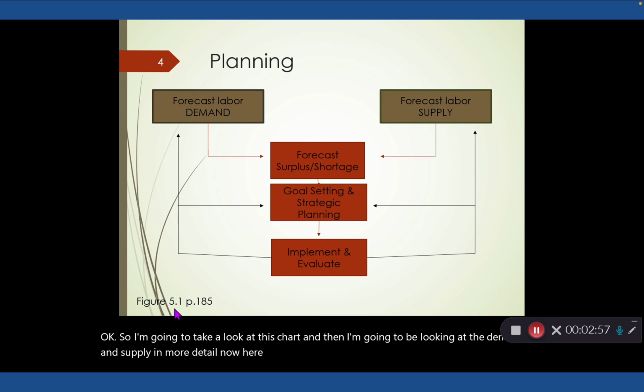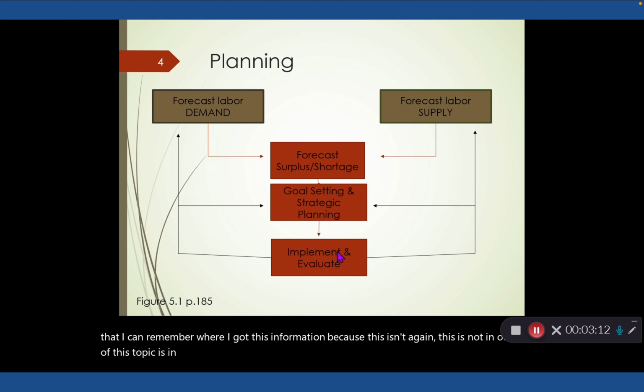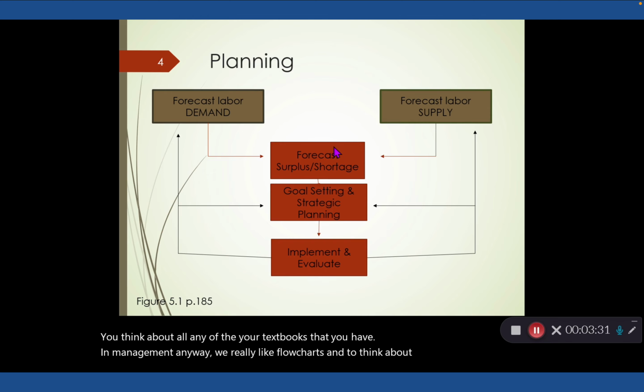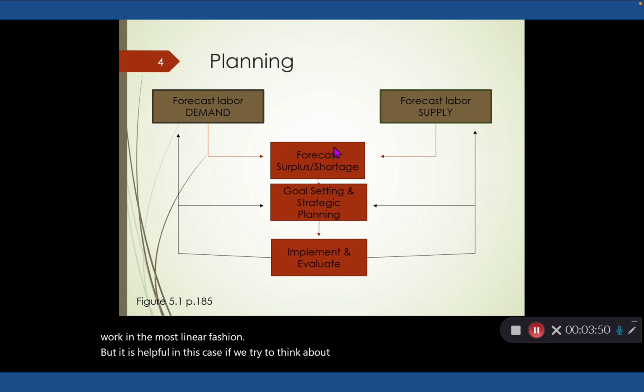Here I have figure 5.1, page 185. This is a citation for myself so that I can remember where I got this information, because none of this topic is in that free textbook that I have listed on the syllabus. Think about any of your management textbooks anyway. We really like flowcharts and thinking about things in a very linear way. Images help us orient this information in our mind. It doesn't always work in the most linear fashion, but it is helpful in this case if we try to think about it in a linear way.